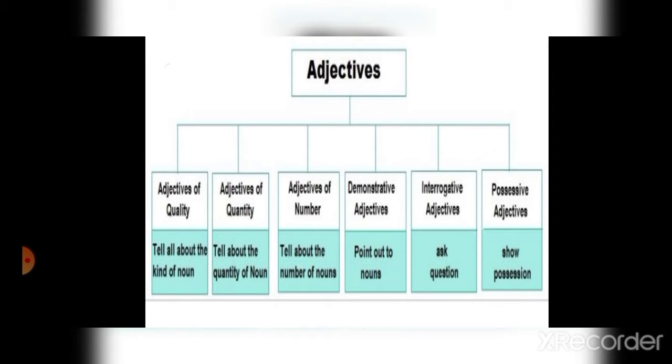There are many kinds of adjectives. Adjectives of quality tell about the kind of noun. Adjectives of quantity tell about the quantity of a noun. Adjectives of number tell about the number of nouns. Demonstrative adjectives point out nouns. Interrogative adjectives ask questions, and possessive adjectives show possession.